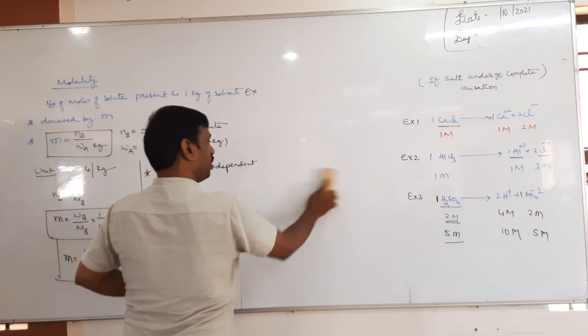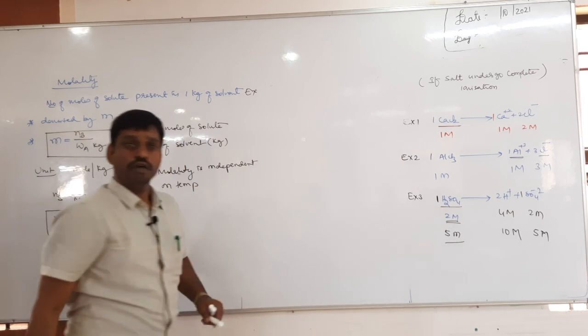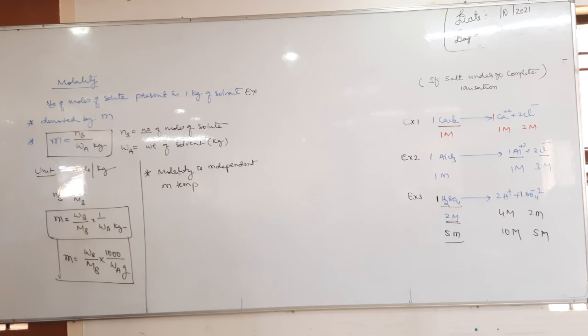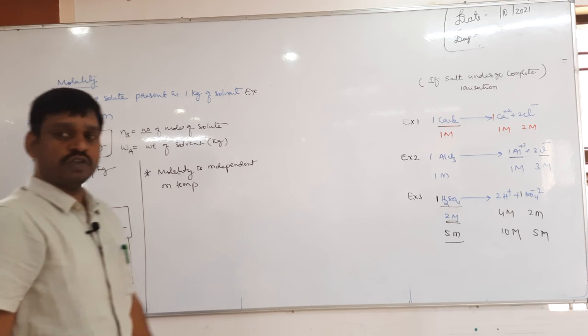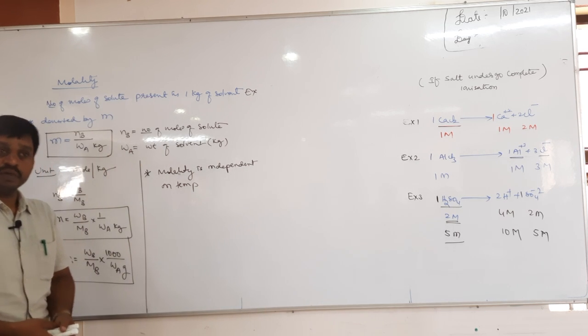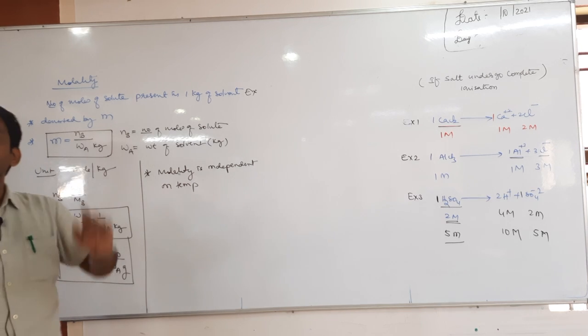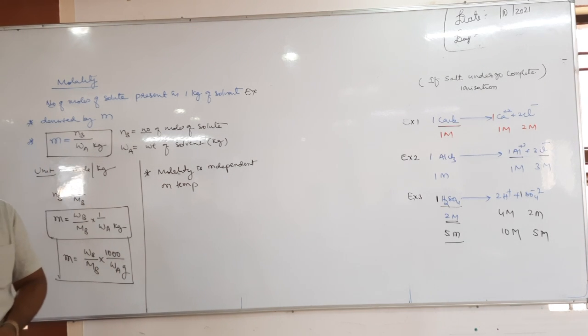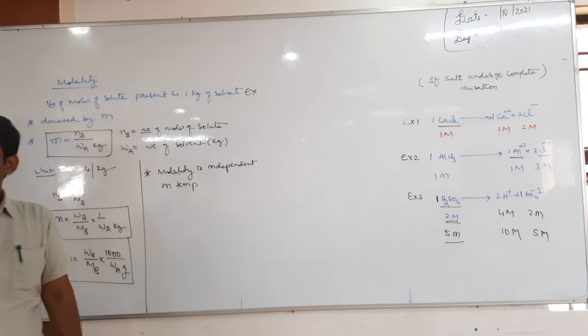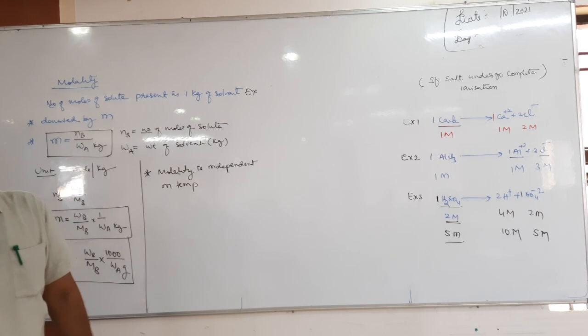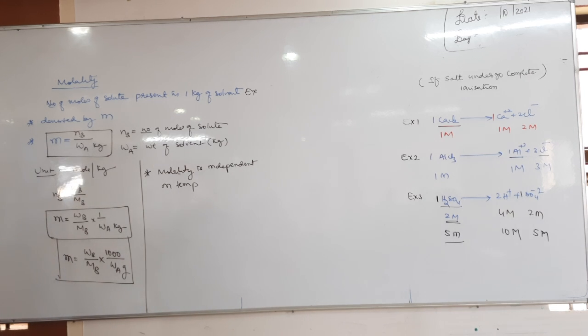Now tell me, among molality and molarity, which is more preferable to calculate the strength or concentration of solutions? Molarity, capital M, or small m. Among molarity and molality, small m is more preferable compared to capital M because capital M depends on volume. Since it depends on volume, capital M changes with changing volume.